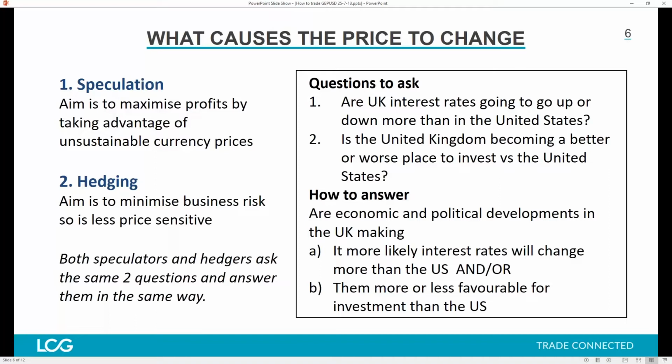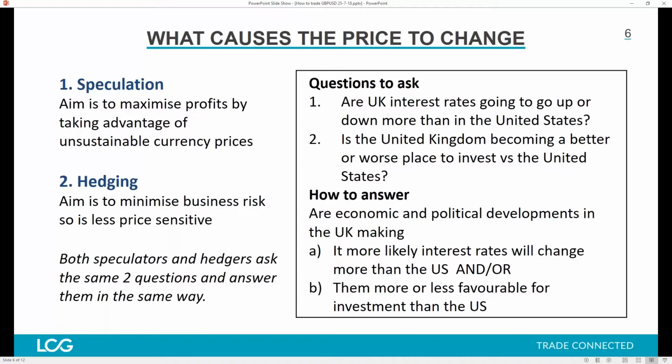We'll obviously get to Brexit in a little bit, but one of the arguments there is that Brexit is making the United Kingdom a less favourable place to invest. But obviously it's always relative. On the flip side, you could say the policies of Donald Trump as president are making the US a less investable place. But that's always subject to opinion.